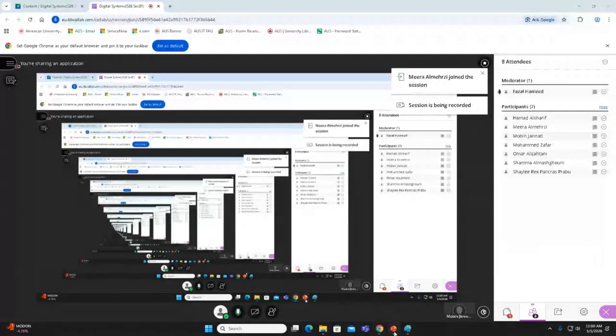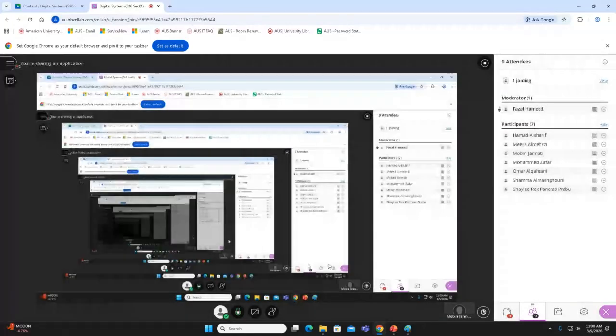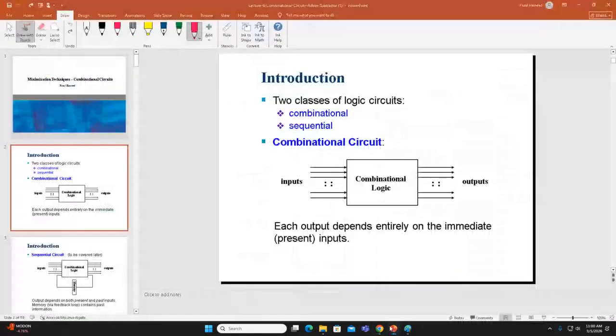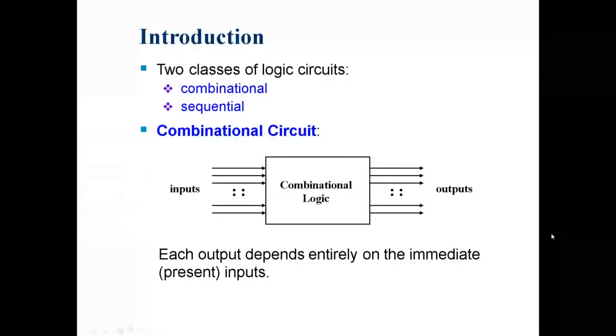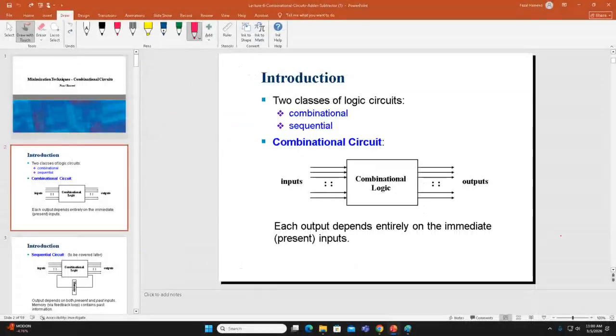Okay, so now we are starting with a new topic today. There are two classes of logical circuits: one is the combinational circuit, and another is the sequential circuit. In a combinational circuit, the output is a function of inputs only. For instance, if we have an output C, let's assume it's a combinational circuit.